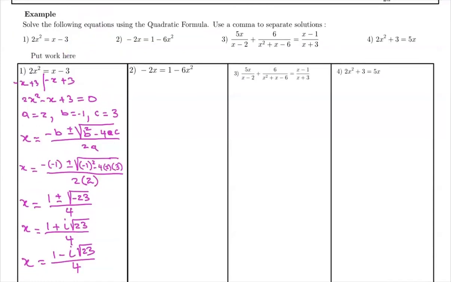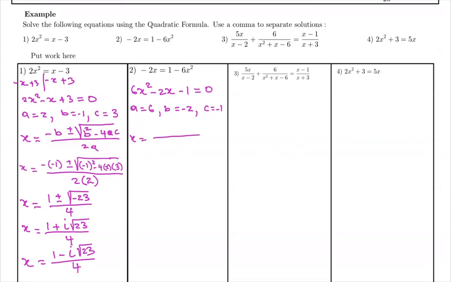Same thing. We're going to want to make sure that the equation is in standard form. Let me move all the terms here to the other side by subtracting or adding, depending on the sign. I get 6x squared minus 2x, and then minus 1 equals 0. We have the coefficient of the quadratic term, A, is 6. B, the coefficient of the linear term, is -2. And C, the constant, is -1. I'm just going to replace in the quadratic formula.